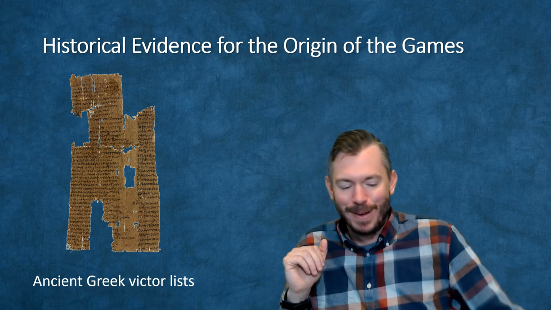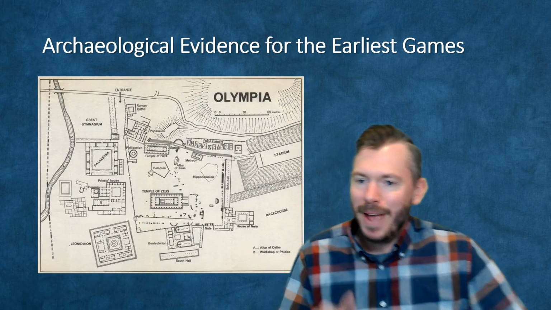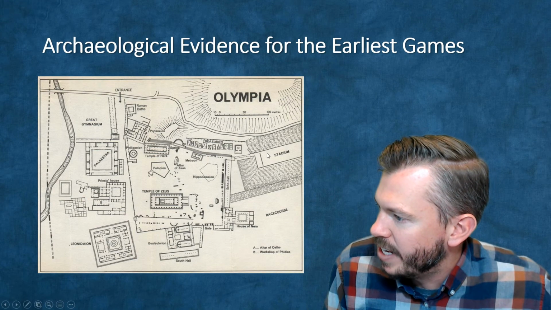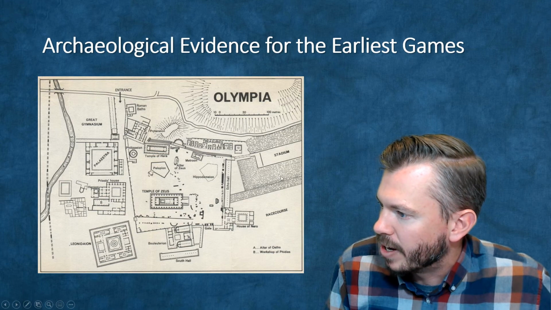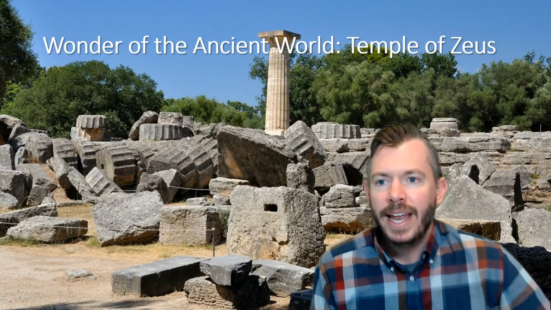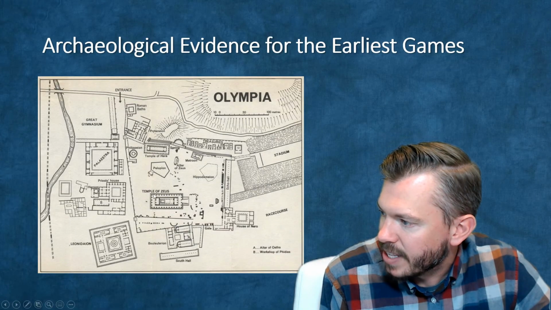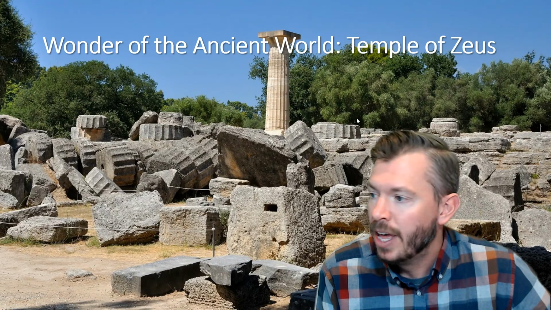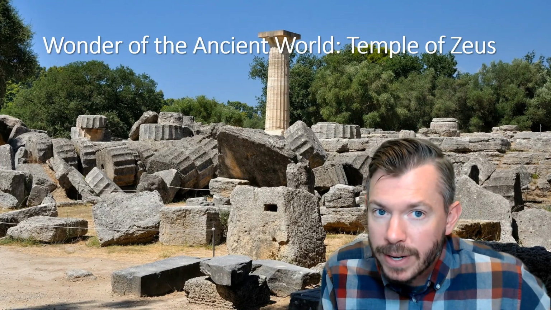Going back to Coroebus of Elis. When we look again at the site itself, we've got all these religious things here, and then finally the stadium over here to the east. Now, one of the largest things at the site is this Temple of Zeus, and this became incredibly popular in antiquity. You can still go there today. You can see the ruins of the temple.